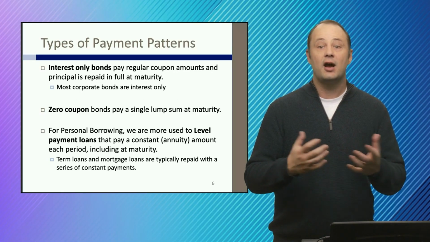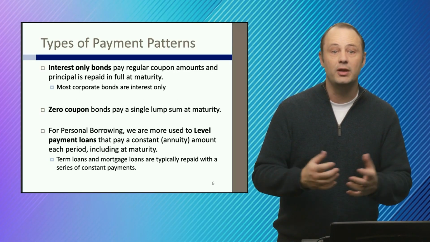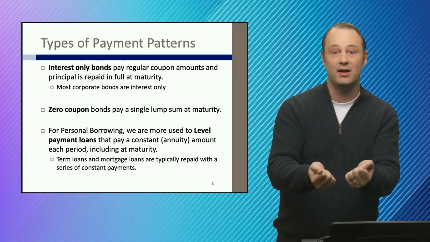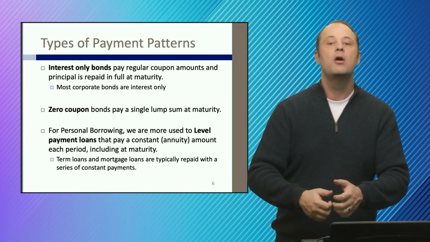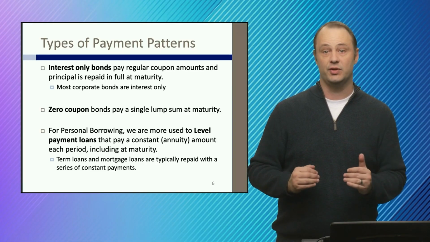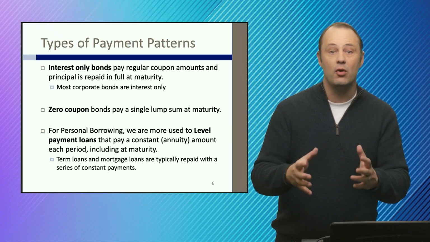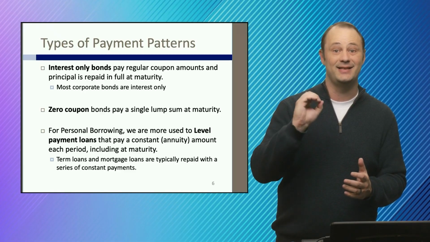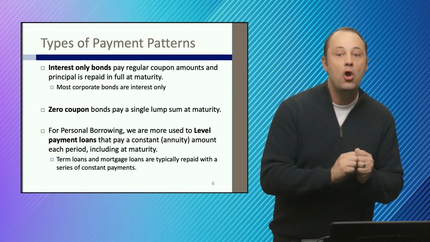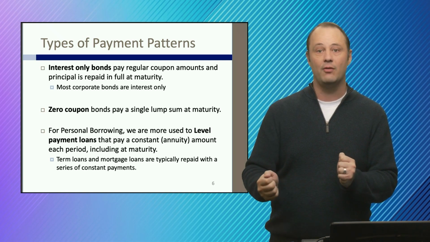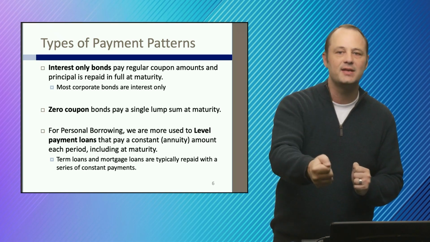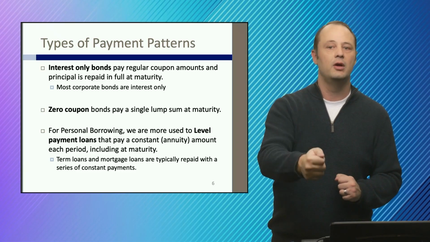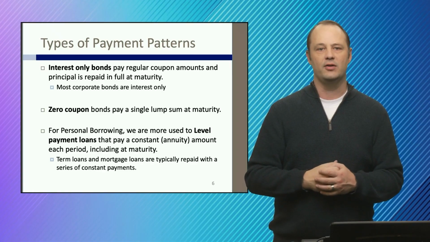All right, let's talk about types of bonds. There are interest-only bonds that pay regular coupon payments throughout and then the big lump sum principal payment at the end. Most corporate bonds are interest-only bonds. There are zero coupon bonds, which are what they sound like. The coupon rate is identically 0%, which means no coupon payments are paid throughout the life of the bond. Just the big lump sum payment is paid at the end. So no coupon payments, just the big face value or par value or lump sum value at the end.